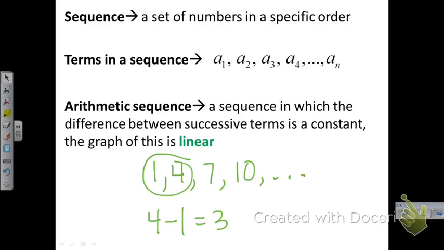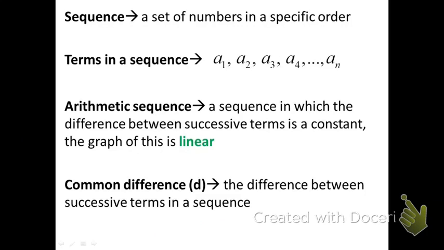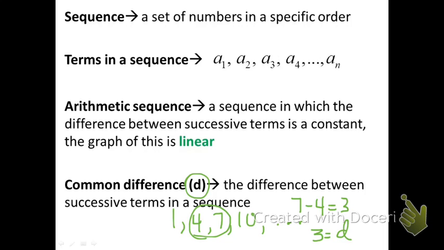And if you notice, each time we got 3. And that's how we know it's a constant. It's the same value no matter what two terms we take. Your common difference, we call it d when we're talking about sequences. It's not the same as when we're talking about distance. This is the difference between successive terms in a sequence. So in that sequence I just had, we could take any two terms that were in a row. When we subtract them, this gives us 3, and 3 is what is known as d, the common difference.